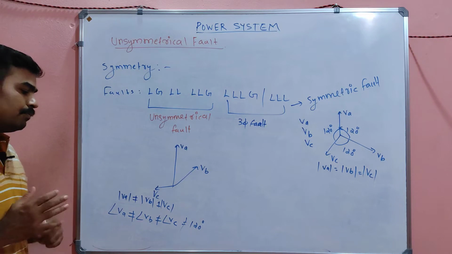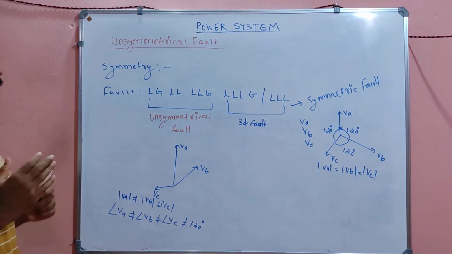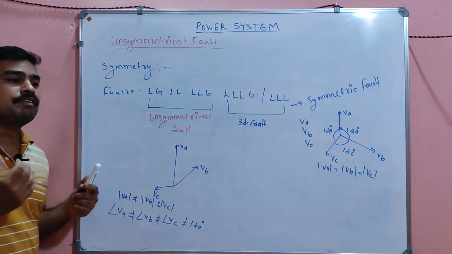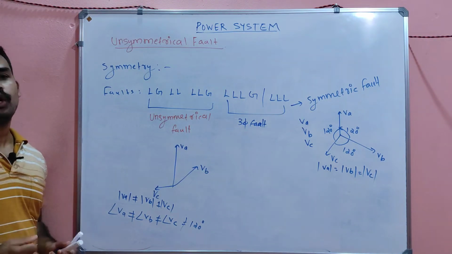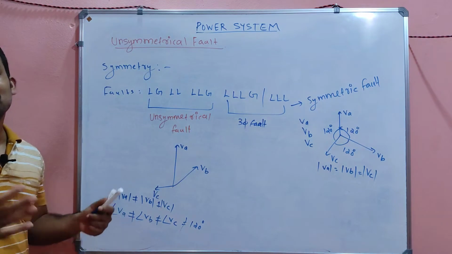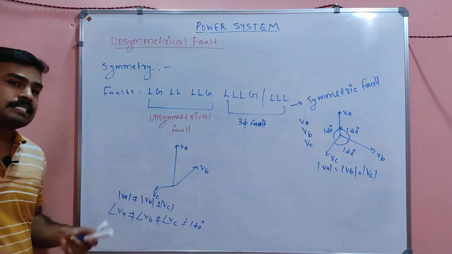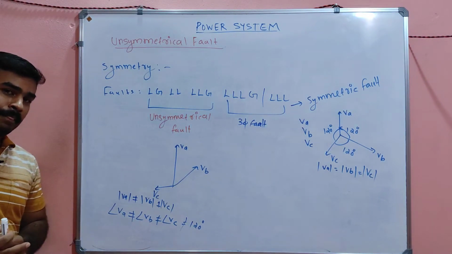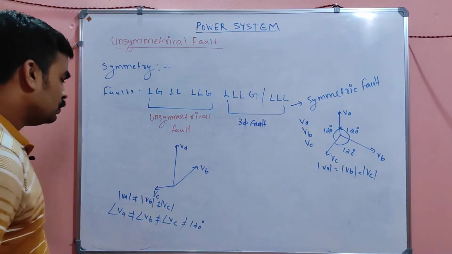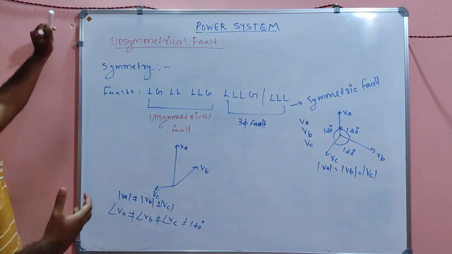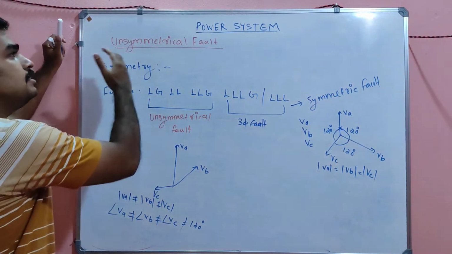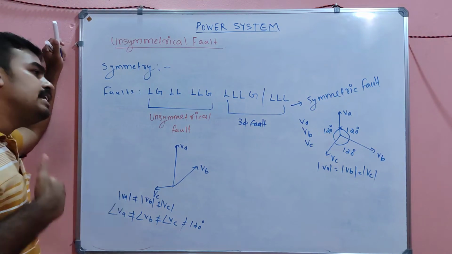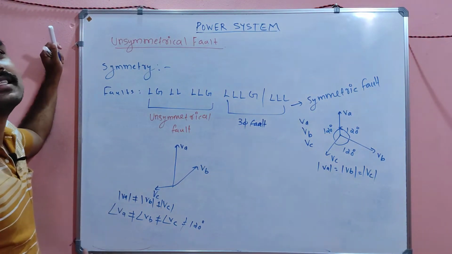So that type of fault is called, my dears, unsymmetrical fault. That means after the fault, the three phases or three voltages lose their symmetry. Loses its symmetry means loses its balanced nature. So our area of focus is more on this unsymmetrical fault, because this fault is actually very frequently happening in the power system.